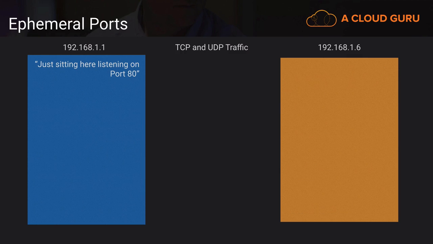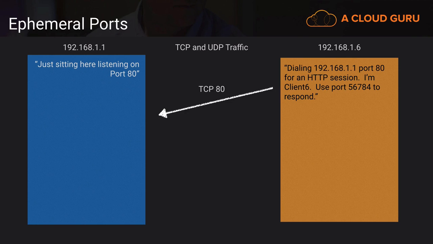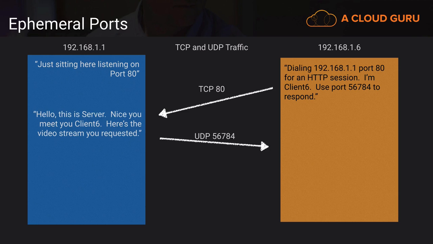Now let's look at an example that uses both TCP and UDP. So the same scenario happens. The client says, hey, I'm client 6, use port 56784. And let's say in this case, the client is requesting a media file, and it uses UDP for streaming that media file. So the server says, hello, server. Nice to meet you, client 6. Here's the video stream that you requested, and it's using UDP port 56784.